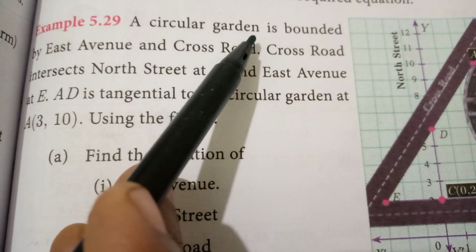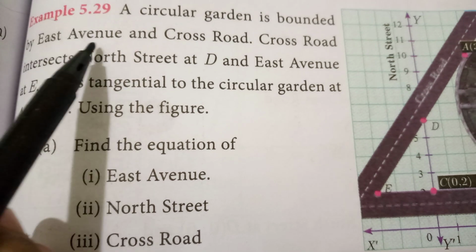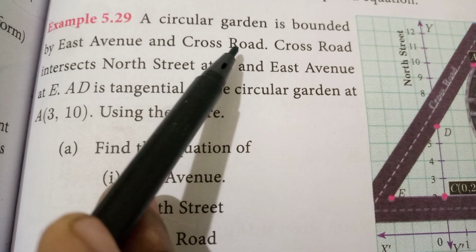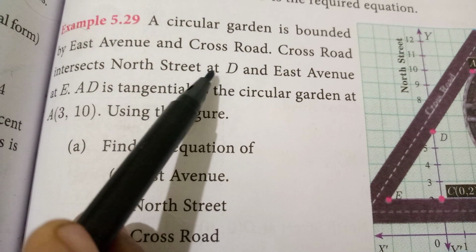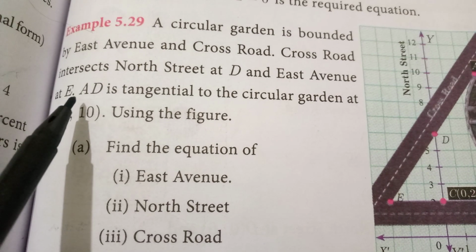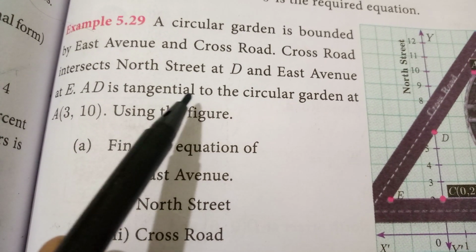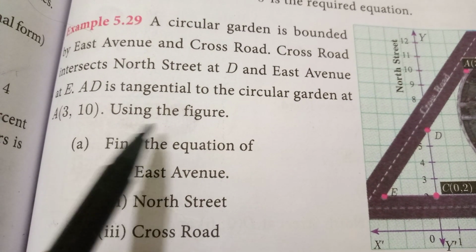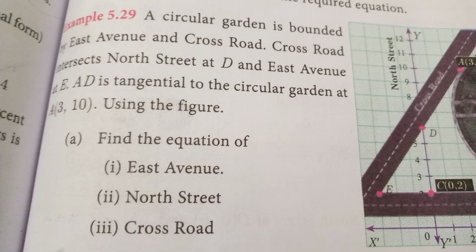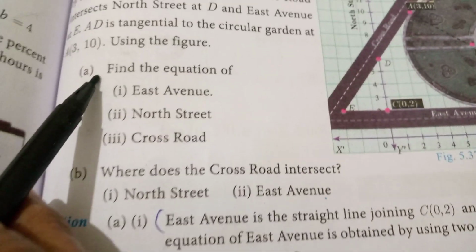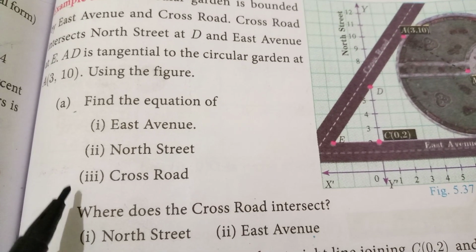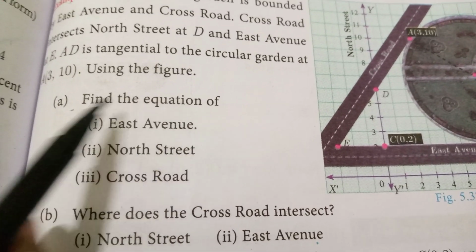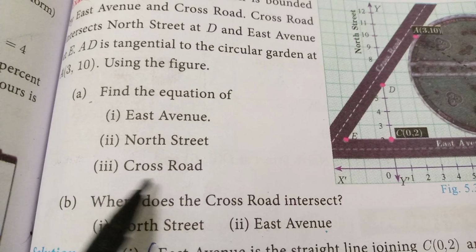A circular garden is bounded by East Avenue and Cross Road. Cross Road intersects the North Street at D and East Avenue at E. AD is the tangent to the circular garden at A(3, 10). Using the figure, there are two questions. In question A, find the equations of three subdivisions: East Avenue, North Street, and Cross Road.